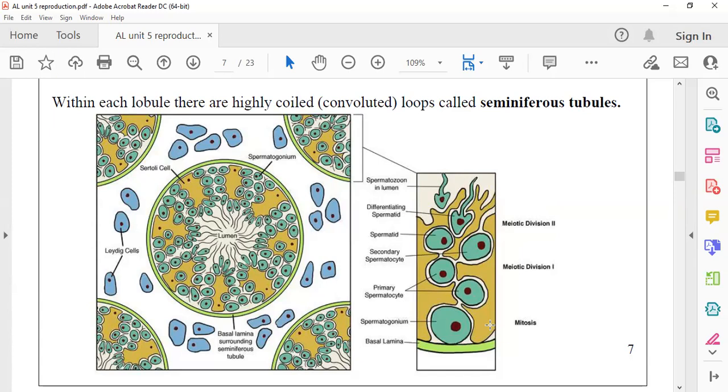Look at this picture. This picture shows you seminiferous tubules in the cross section. It is showing you seminiferous tubules in the, what is it? Cross section.